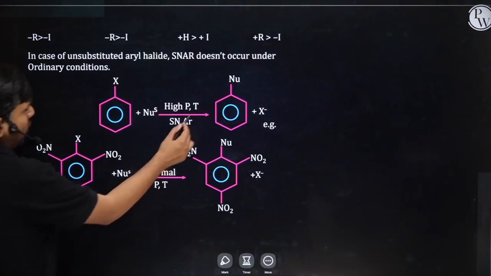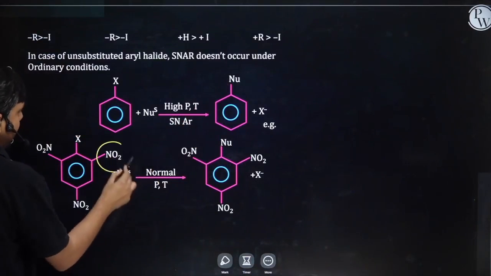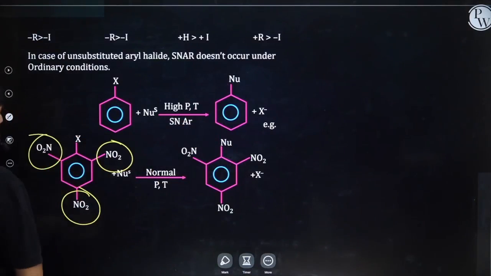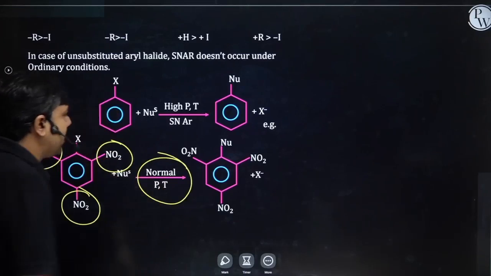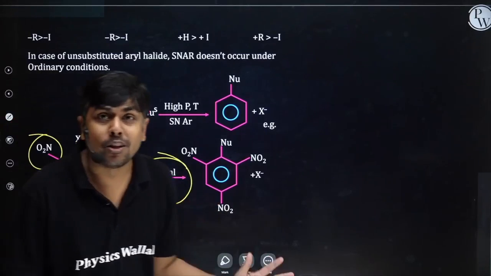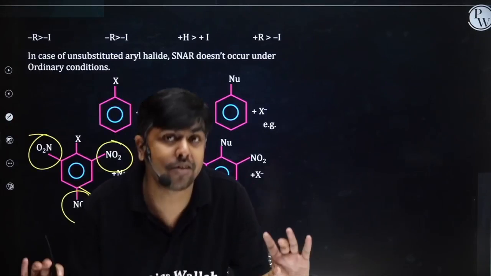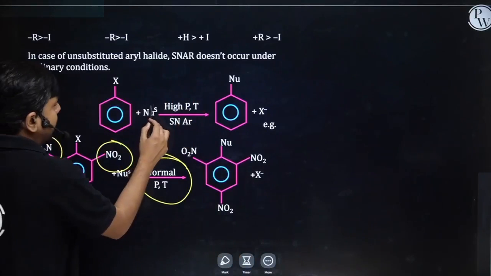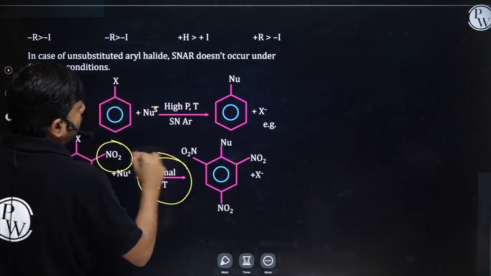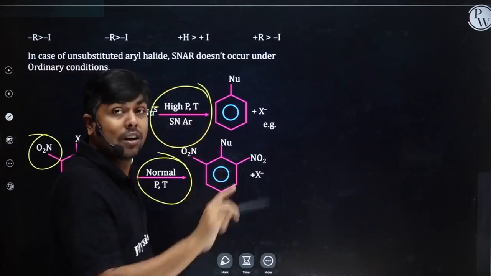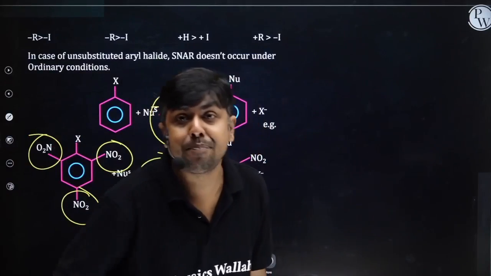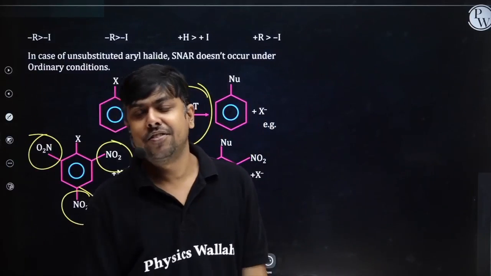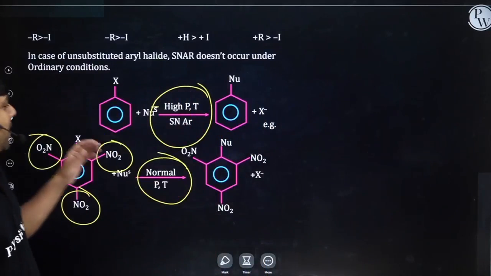So under normal conditions, if I have an electron withdrawing group at the ortho and para positions, at normal pressure and temperature, I will have my nucleophilic substitution. But if there is no electron withdrawing group, then the reaction won't occur under normal conditions. The reaction will occur, but at very high pressure and very high temperature, right? Okay.